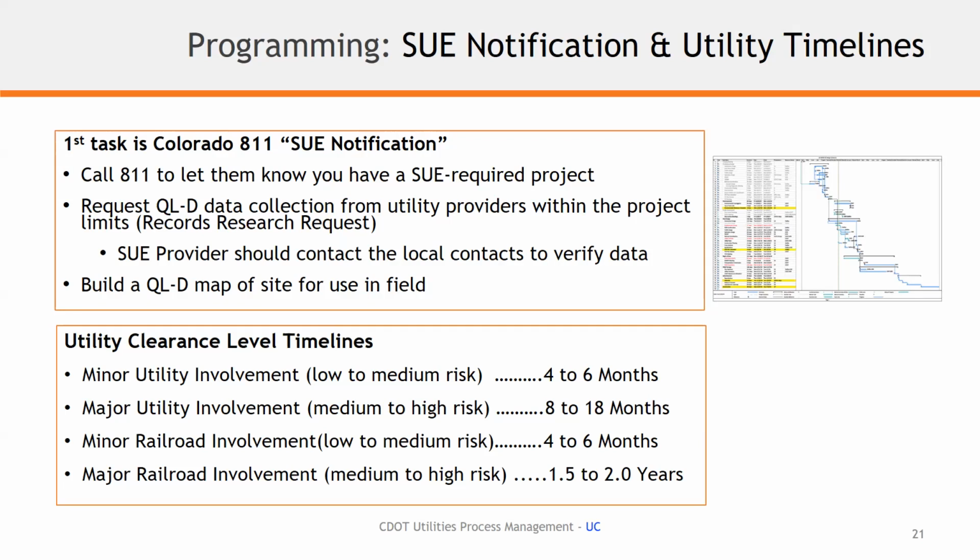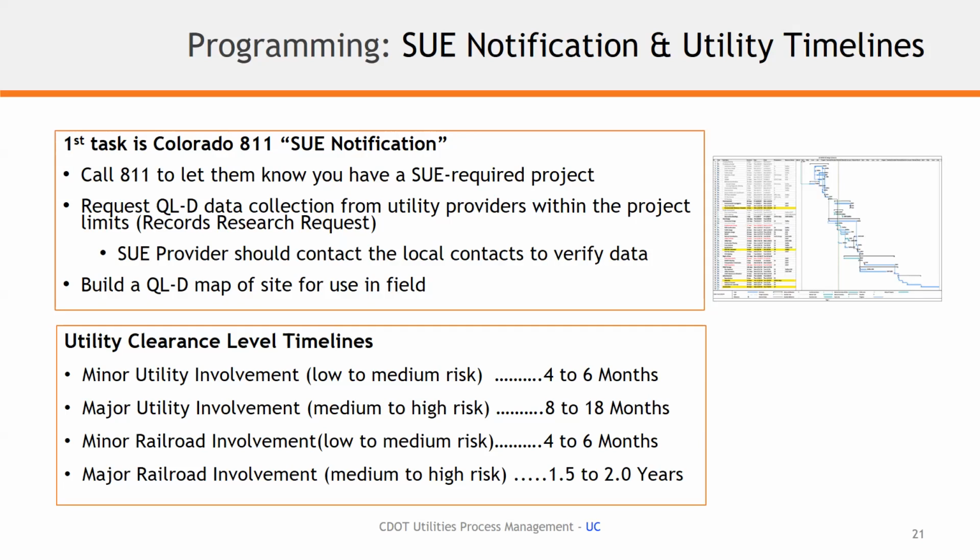And so those are the timelines. So low to medium, 4 to 6 months, and then a major is anywhere from a year and a half to 2 years to try and get a railroad project out. So just keep that in mind. We're not going to focus on railroad in this training, but we will have more training on railroad specific later on. But just keep in mind that railroad is part of the utility process management when it comes to that.